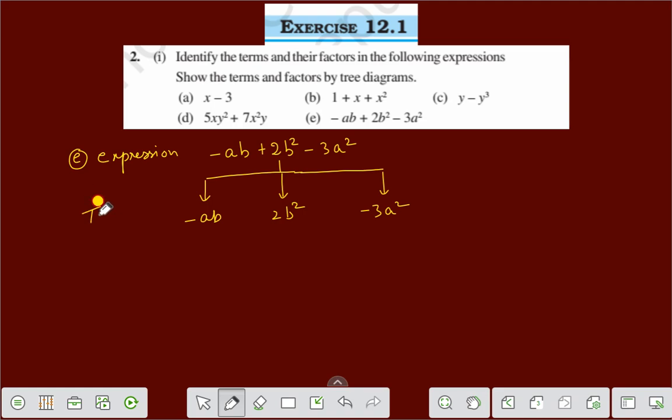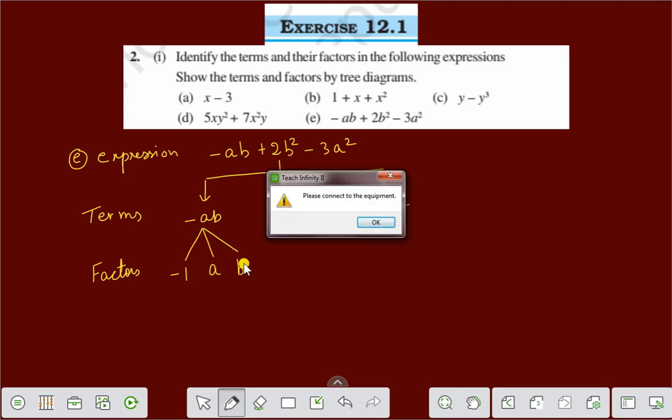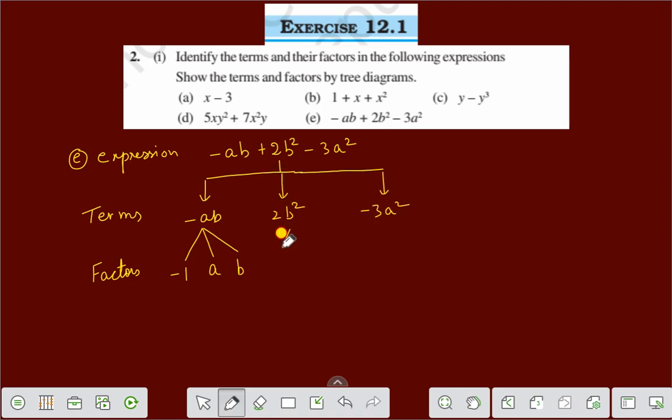Here there are three terms, and we find the factors. For the first term there are three factors: one is minus 1, another is a, another one is b. These are the various factors. Number 2 is 2b square. The factors are 2, b, b. Here there are three factors.